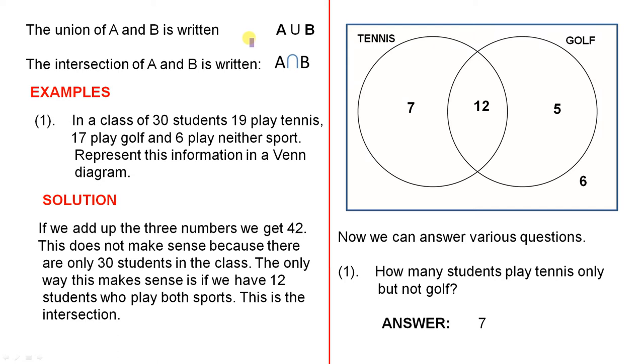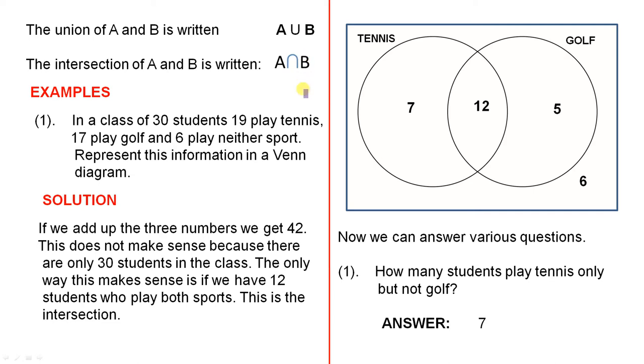The union of A and B is written A union B. That's just like a U. The intersection of A and B is written as A intersection B. It's like a U that's upside down. So they're the two short ways of writing union and intersection.